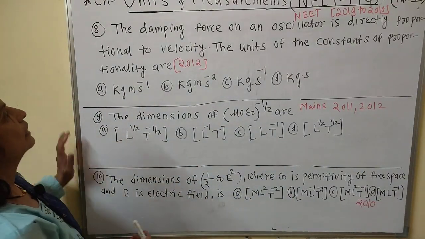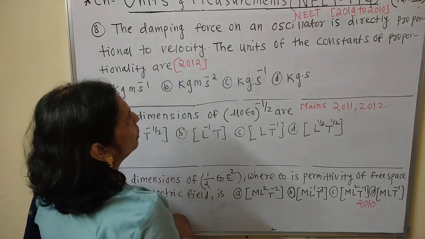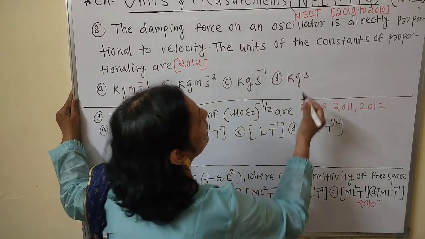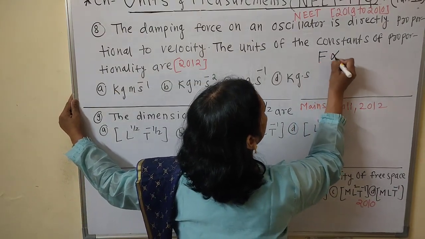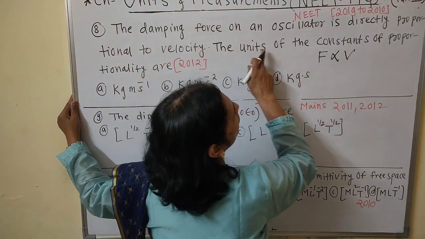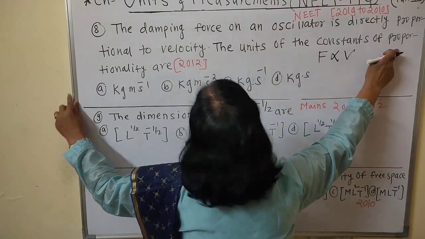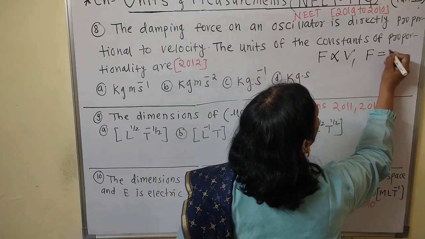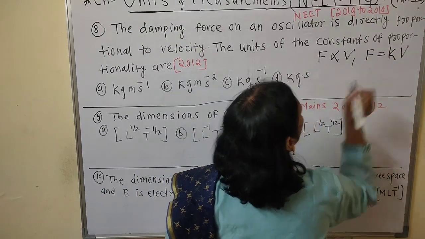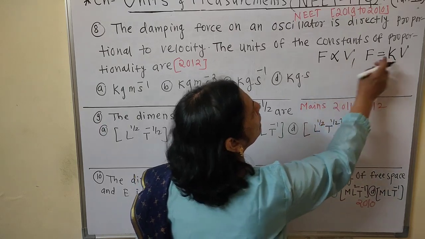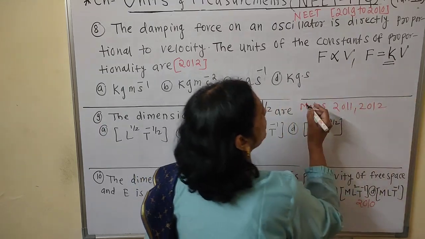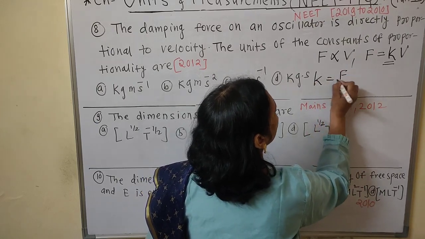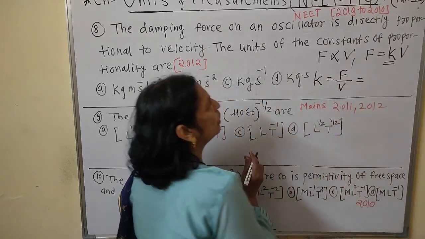Next, the damping force on an oscillator is directly proportional to velocity. The units of the constant of proportionality r. Now to remove this proportionality sign, we have to put a constant, and that constant is called k, and we have to find out the unit of this constant of proportionality. Therefore k is equal to F by v. Now what is the unit of F?